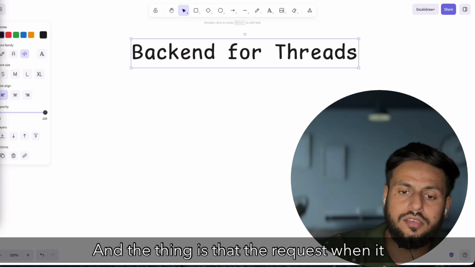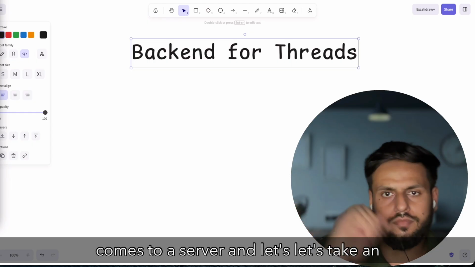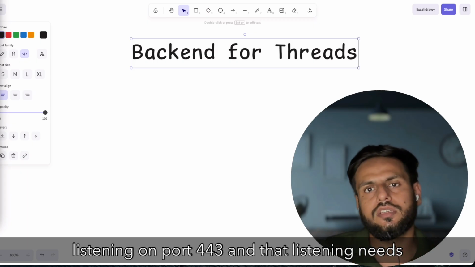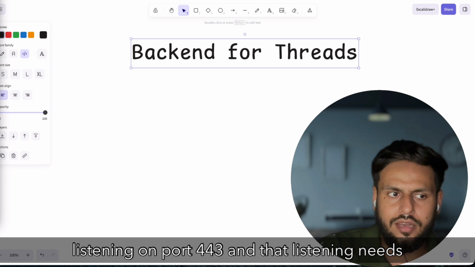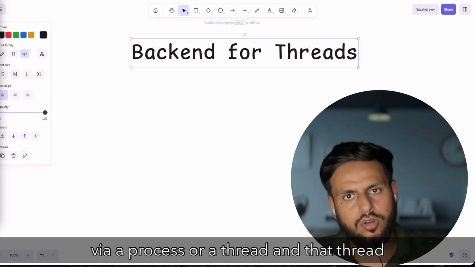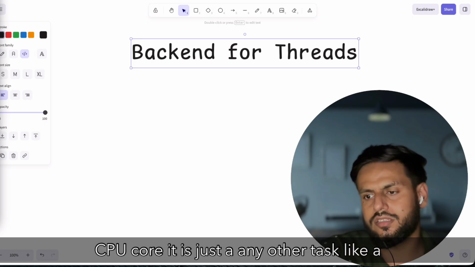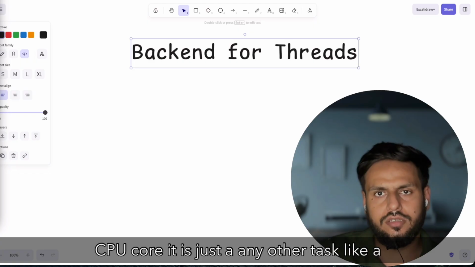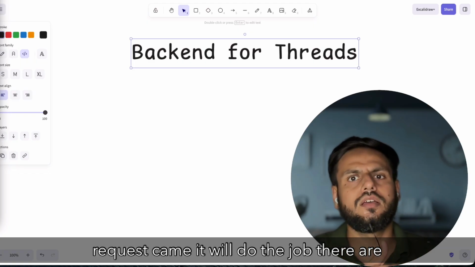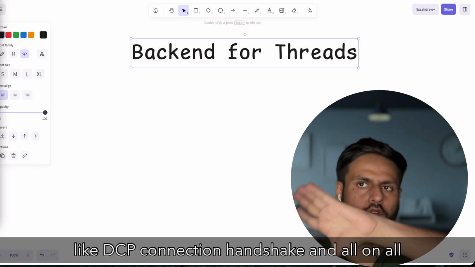The thing is, when a request comes to a server, let's take an example. If we have an application listening on port 443, that listening needs to be done via a process or a thread, and that thread needs to be scheduled on the CPU. For a single CPU core, it is just any other task: a request came, it will do the job. There are a lot of things it will do in between, like the TCP connection handshake and all that.